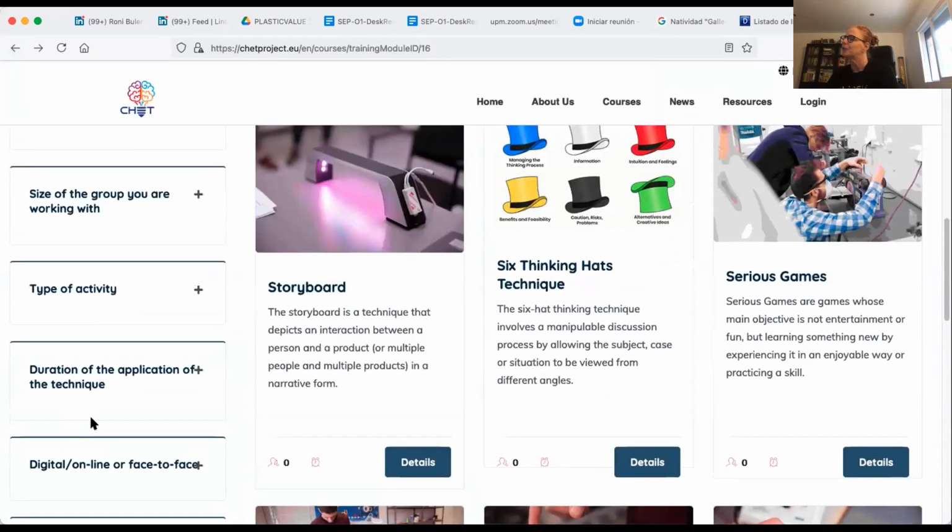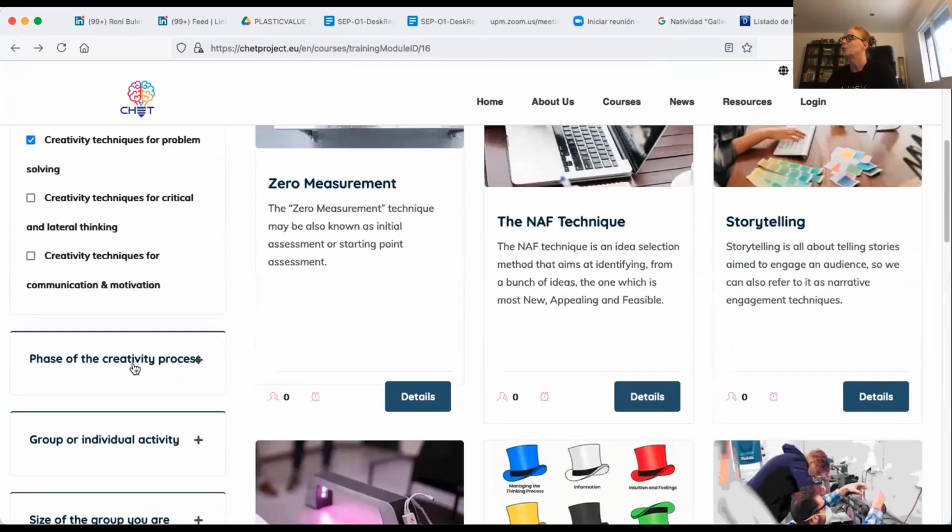But the idea is that you can either scan through whatever you want, but you can also search for a particular type of creativity technique.